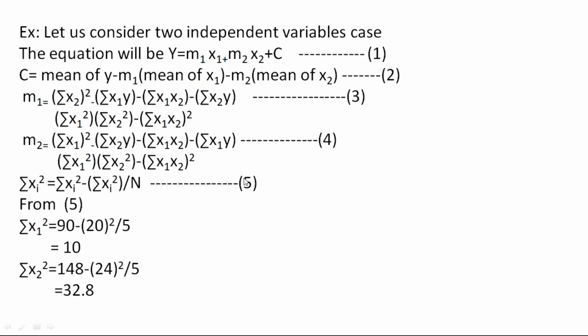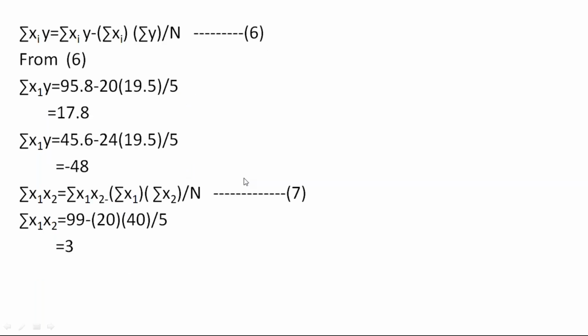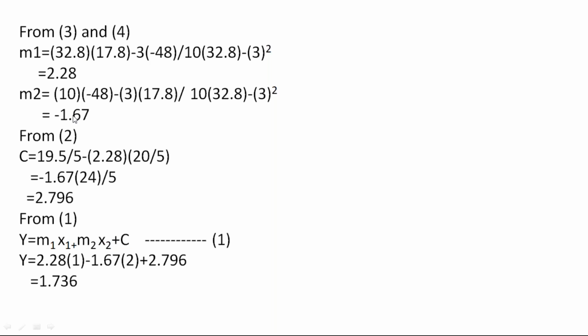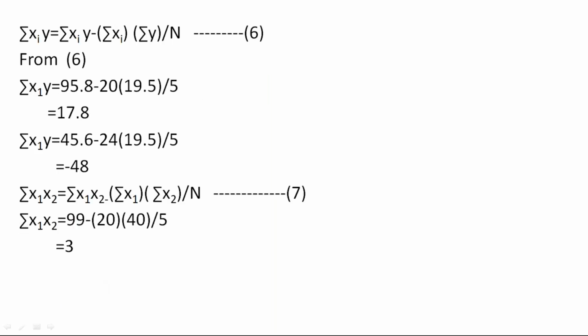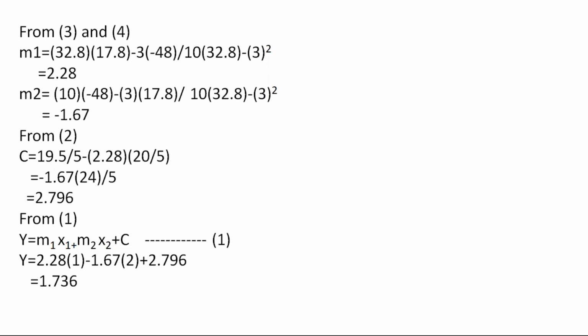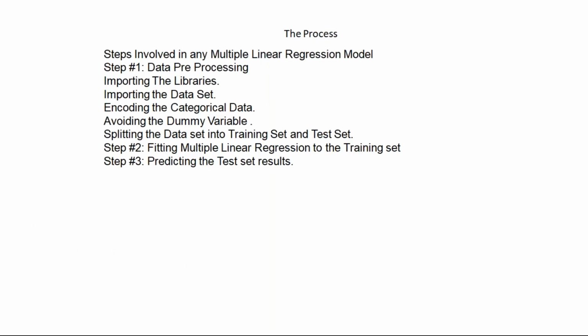Right, so just keep on substituting all these values, then we can get M1 and M2 like this, and the C is this one, and just substitute those values for finding out the best fit line. So on substituting this value, I will get 1.736. This is how we can do it in the case of linear regression, right?